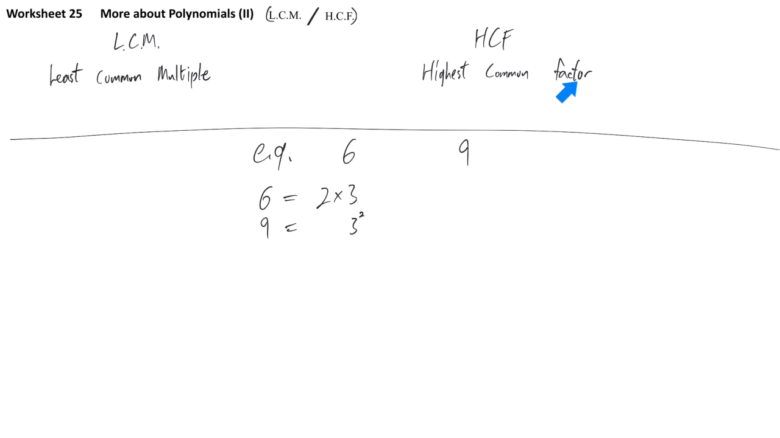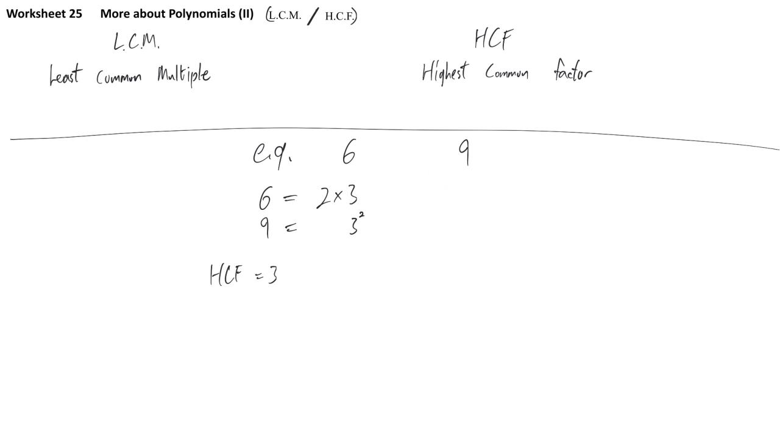To get the highest common factor, we find that 2 and 3 are factors of 6. 3 and 3 are factors of 9. Common, that means appear in both cases, is 3, power of 1. So we can say that HCF is equal to 3.